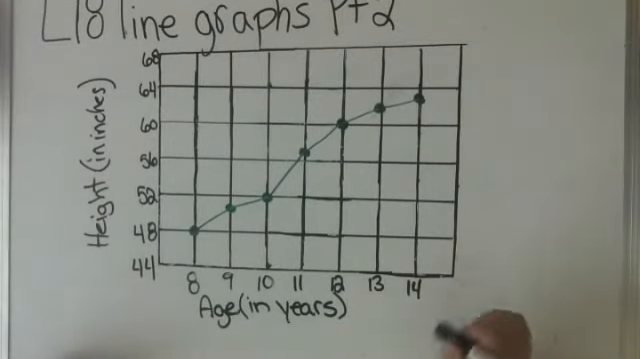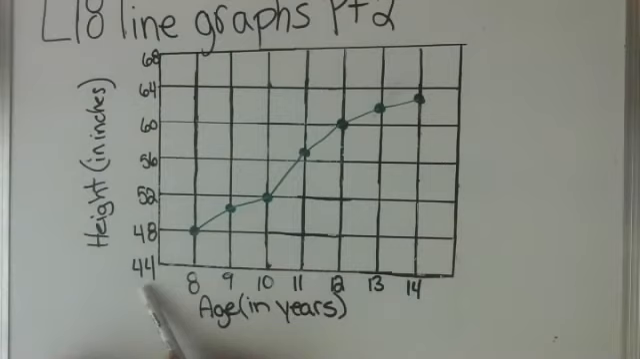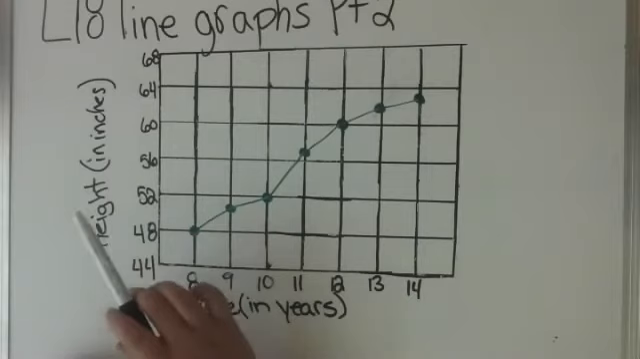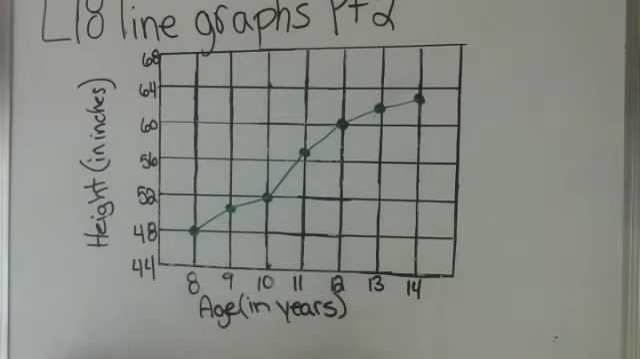First things I notice is this side is going up in 4s, this side is going up in 1s. Now each side is labeled. That's a very important part of a line graph, is you need to know what you're looking at. So these bottom numbers represent age in years. And these side numbers represent height in inches. So from this, we can take a look at this and see how she, in this case, has grown, Maggie.